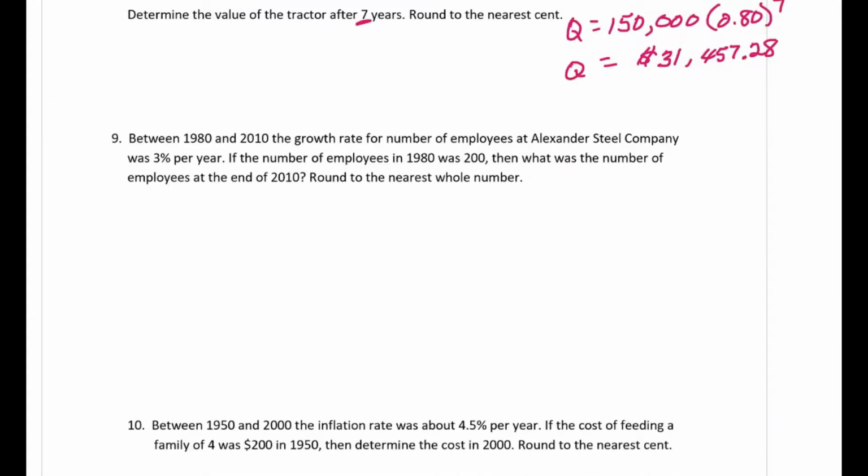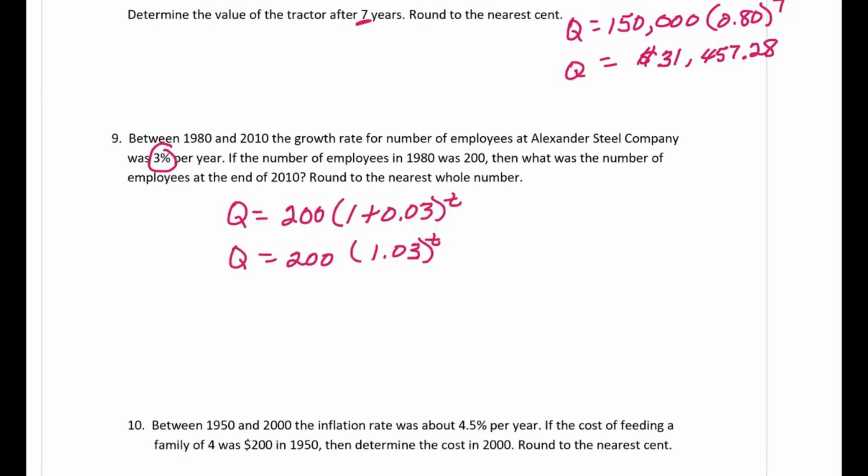Between 1980 and 2010, the growth rate for the number of employees at Alexander Steel Company was 3% per year. If the number of employees in 1980 was 200, then what was the number of employees at the end of 2010? Round to the nearest whole number. The situation that we have here shows a growth rate, so my r value is positive. My r value is 3%, so as a decimal, that's 0.03. My initial value, my starting amount, the number of employees I start with in the year 1980, is 200. So this is my equation.